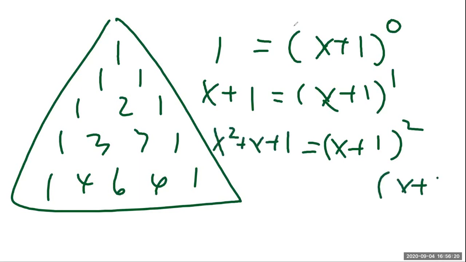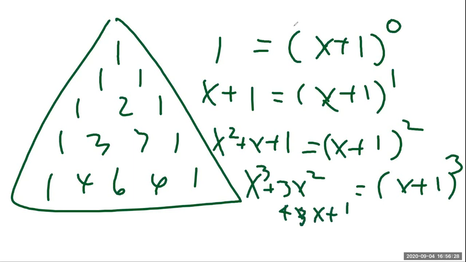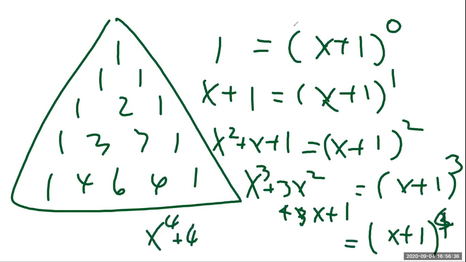How about this one? Then x cubed plus 3x plus 3. Wait, 3x. Oh, wait, then 6. Oh, wait, I forgot. You have to change the exponent. So what does this tell you?